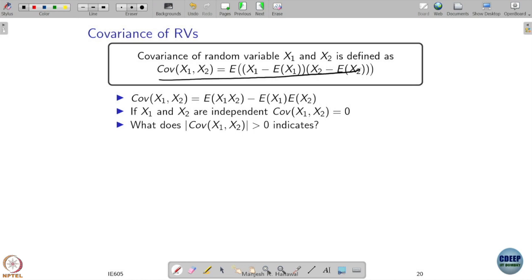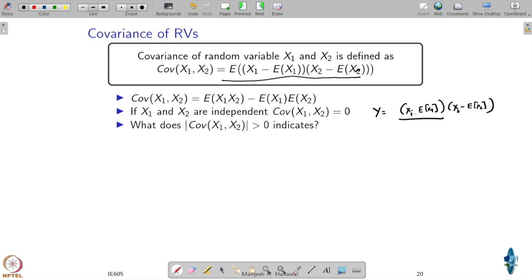By definition, covariance between two random variables is, notice two things here. I am defining basically a new random variable which is the product of two random variables. This is one random variable and this is another random variable. This random variable I obtained by subtracting the mean from x1, and the second one I obtained from x2 after subtracting its mean value. And then I am taking the product, and this I am calling a random variable y, and now the covariance between x1 and x2 is actually the expectation of this quantity which I have written here.